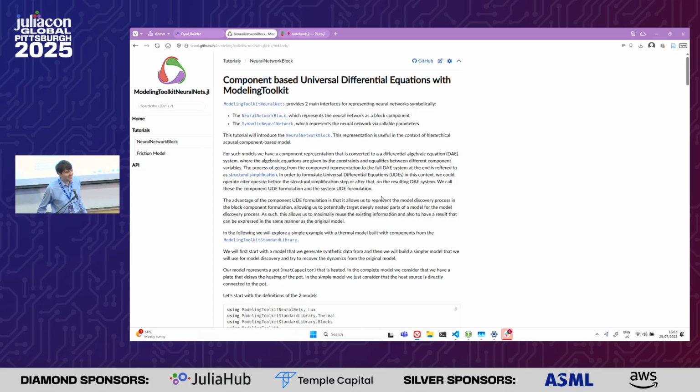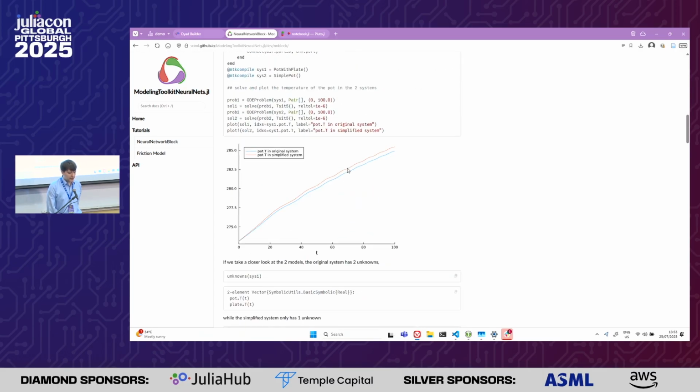This is starting to be the documentation. ModelingToolkitNeuralNets is from SciML. It's open source, so you can use it. This is where you would go to learn more about how it works, what the APIs are, and how it can be useful for your own problems.